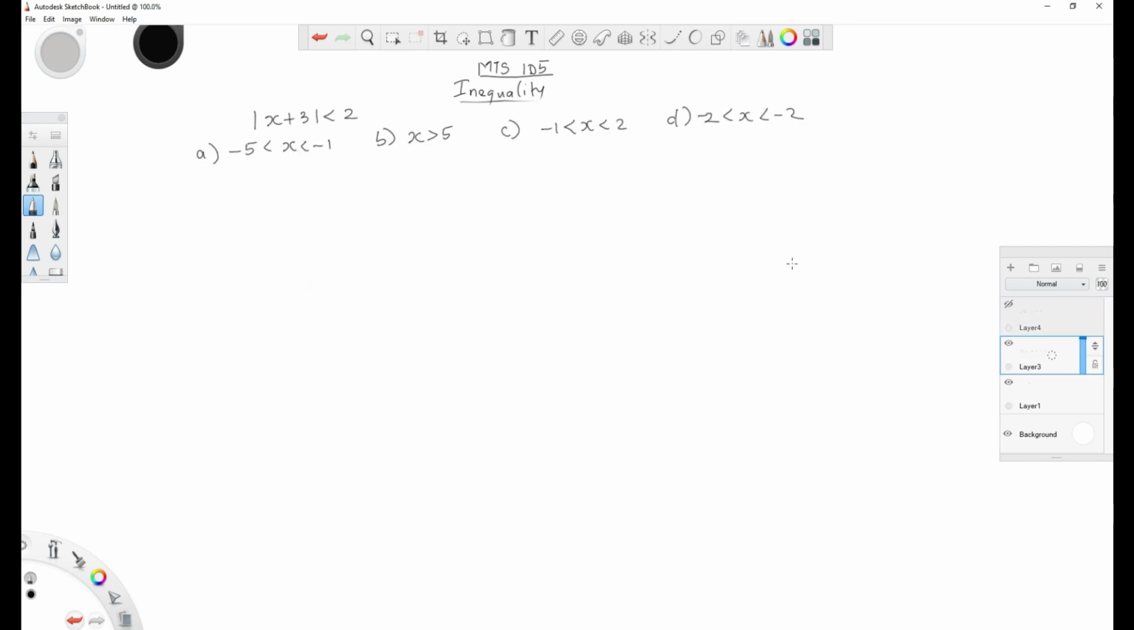Okay guys, so welcome back. Now this is a typical question. How do you solve this in exam?